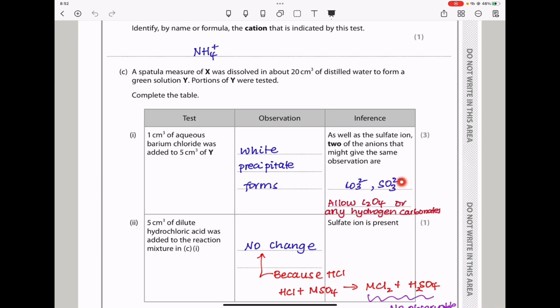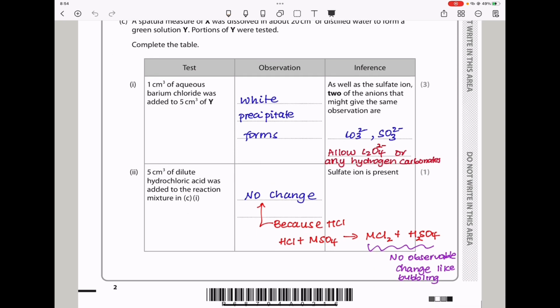And then here we're looking for any 2 other anions that could give the same. One is a carbonate, and the other could be that, or it could be this one here. And again, this is 2 minus. So moving down here, 5 centimeters cubed of dilute hydrochloric acid was added to the reaction mixture. And then they say sulfate ion is present. A sulfate will be already formed, so there will be no observable change.